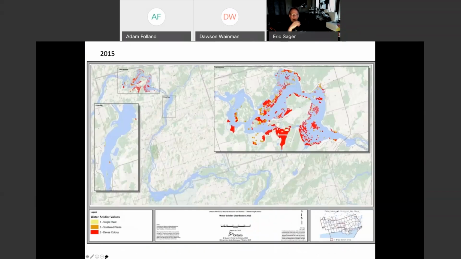And it was fall applications. It was because we only have one licensed product in Ontario, the herbicide diquat. Fall application is when most of the natives should be dying back and so not necessarily impacted. Water soldier, being a perennial, is still growing very well in late October.